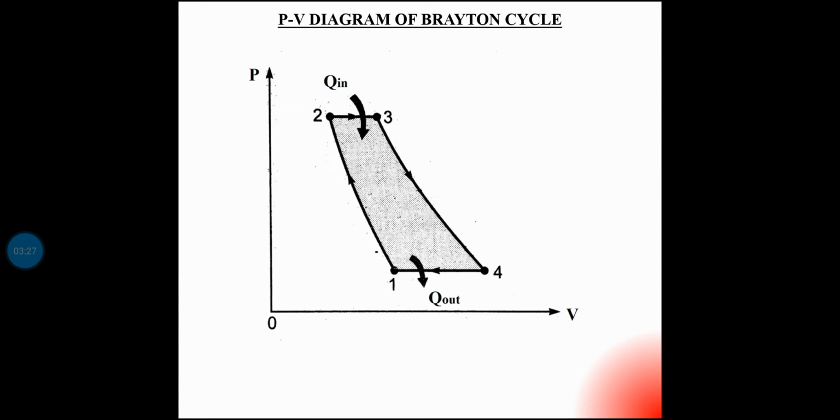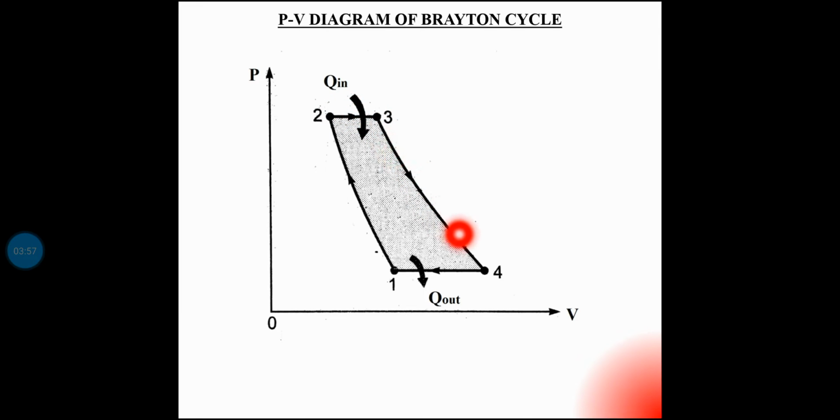Now we can see the PV diagram of Brayton cycle. Process 1-2 is isentropic compression in the compressor. During compression, its pressure increases and volume decreases. Now process 2-3 is constant pressure heat addition in the combustion chamber. Since it is a constant pressure process, it appears as a horizontal line in PV diagram.